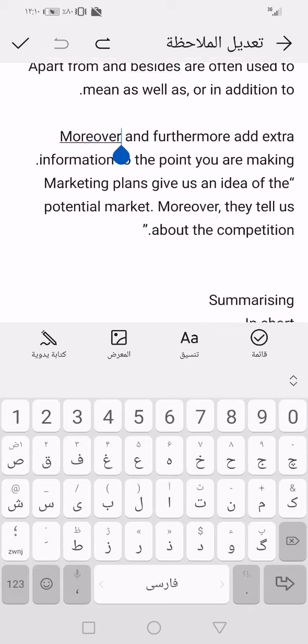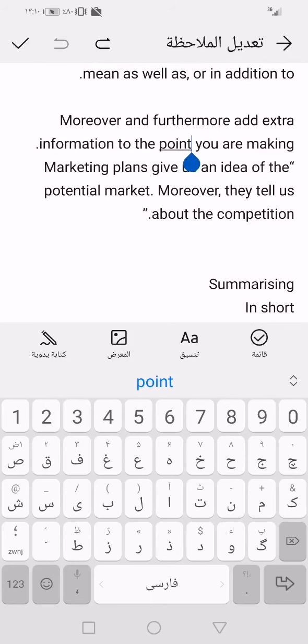نجي على moreover and furthermore. Add extra information تضيف معلومات إضافية to the point you are making يعني بالنقطة اللي أنت تسويها.